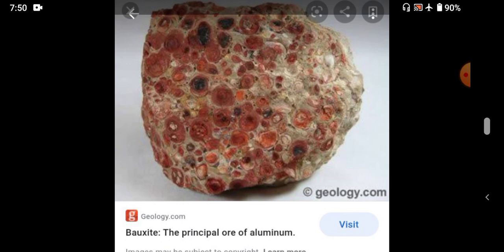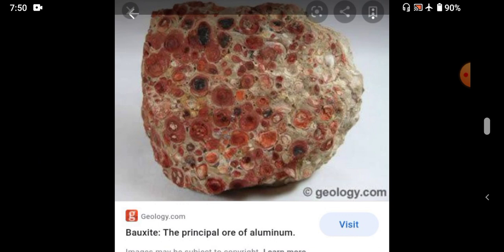Odisha is the leading state to produce bauxite. In India, we can find bauxite mostly in the state of Odisha. 52 percent of bauxite is produced in Odisha. How much percentage, students?